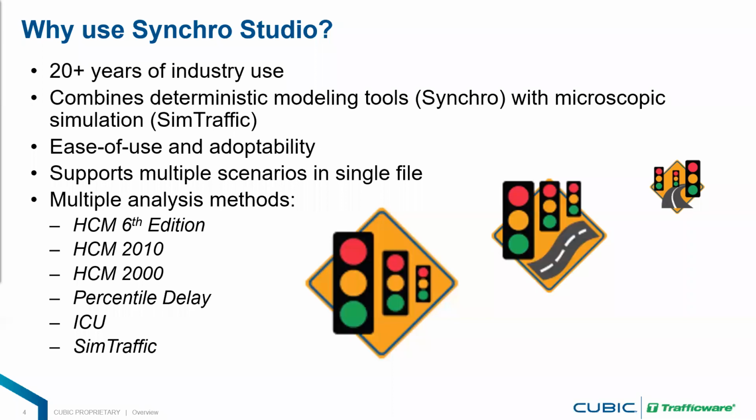Also, like any other version, Synchro supports multiple different analysis methods, starting from HCM 6th Edition, HCM 2010, HCM 2000, Synchro's own percentile delay method, which is the Trafficware proprietary one, and also ICU, which is Intersection Capacity Utilization, and SimTraffic. As SimTraffic is a simulation tool, it will also give you a report based on your simulation data.